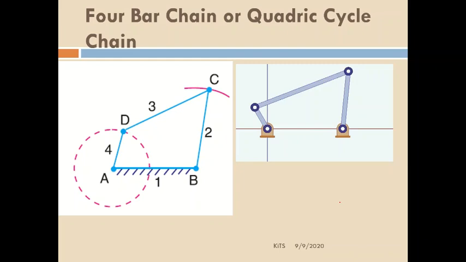First, let us see the 4-bar chain mechanism. Already in the previous class itself, I have shown you the 4-bar chain mechanism. Once again, here also they have given the 4-bar chain mechanism. So here AD is a crank.